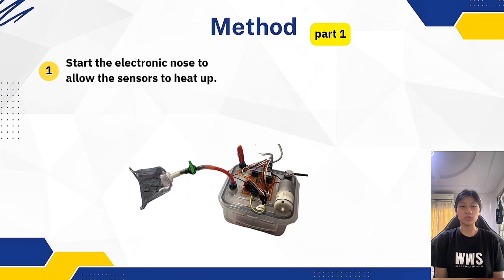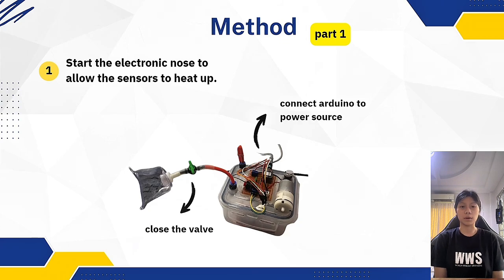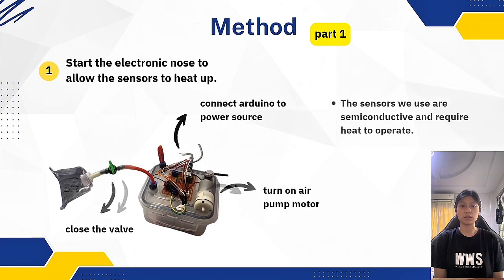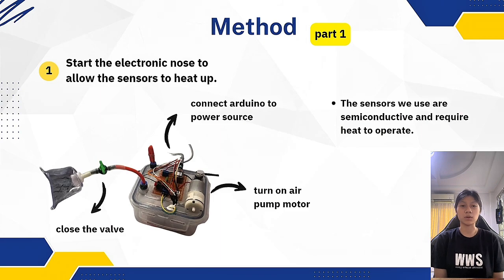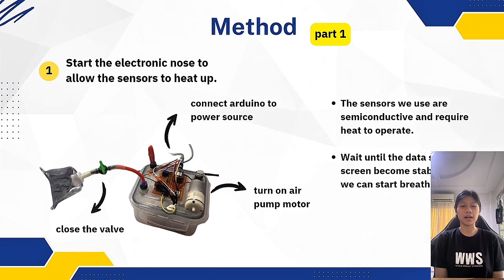We connect the Arduino to its power source and then close the valve, and lastly we turn on the air pump monitor. Our sensors are semiconductive, which means they need heat to be able to operate. Next, we wait until the data shown on screen becomes stable before we proceed to the next step.